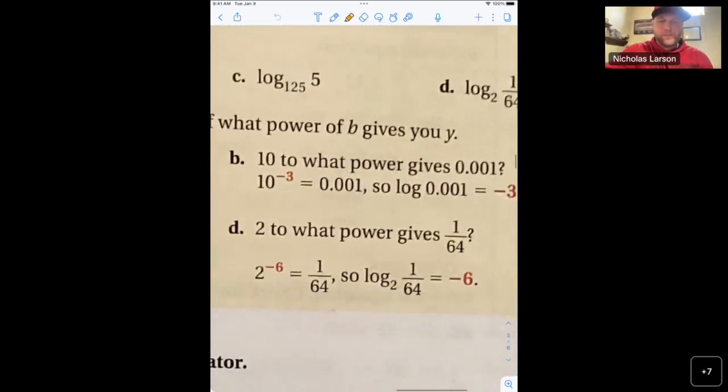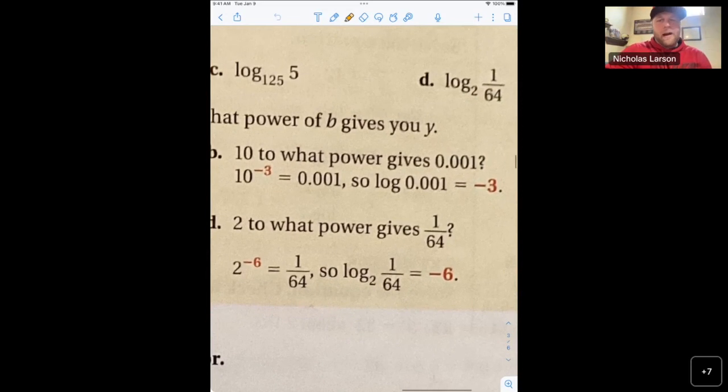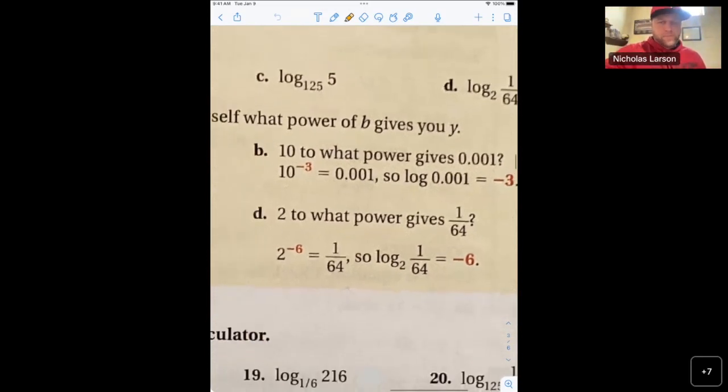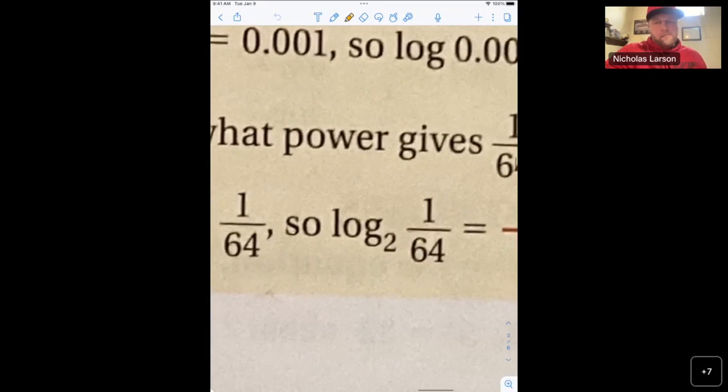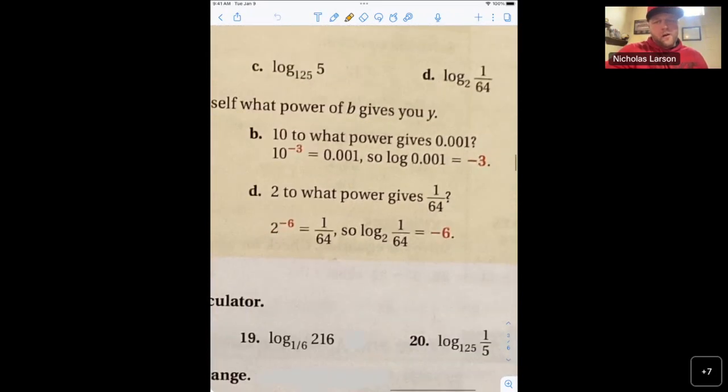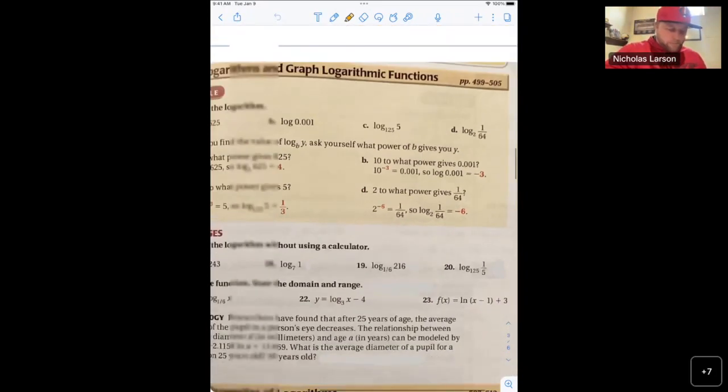10 to what power? Again, thinking about it, every time I multiply by 10, my decimal place moves one spot over. So I end up getting 1, 2, 3, negative 3. And again, with negative exponents, your number is getting smaller, which means your denominator is getting bigger. So the bigger the denominator is, the smaller the number is.